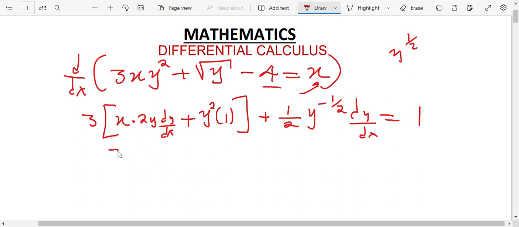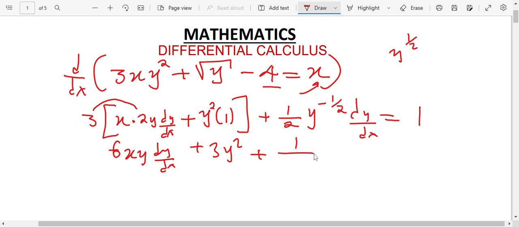I can now distribute. This is going to be 3 multiplied by 2, that is going to be 6xy dy over dx. 3 multiplied by the y squared, that will be 3y squared. Then plus this y to the power negative half. If it goes down, it becomes positive half, and positive half is the same as square root. So that will be 2 square root of y, like the 2 is already in the denominator. Okay, remember there is also dy over dx. That will be equal to 1.